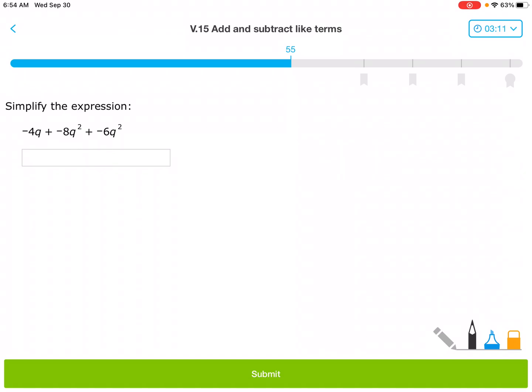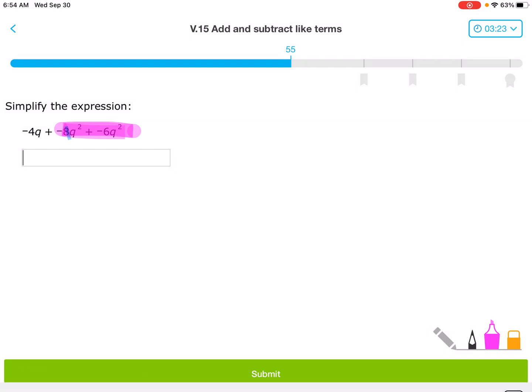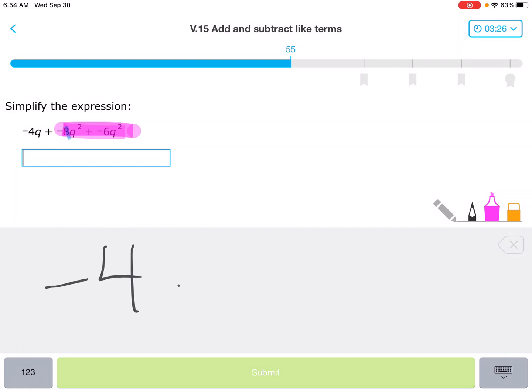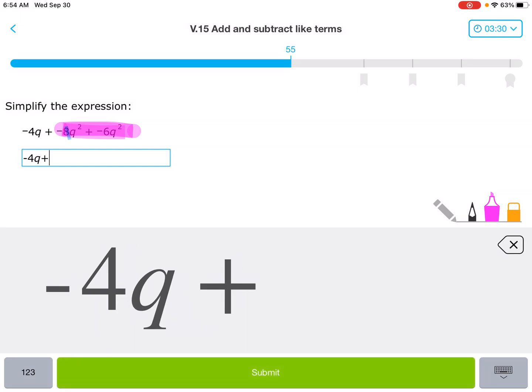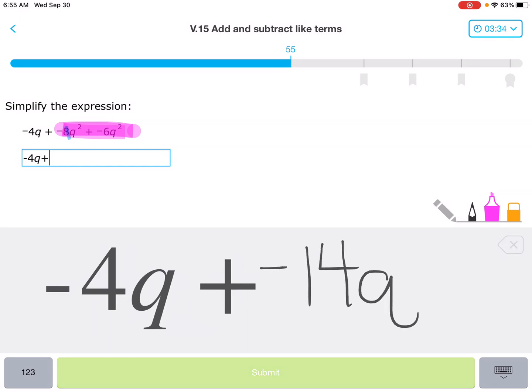Okay, these are not all the same terms. These two right here are the same term, but the -4q does not have the power of 2, so it is not the same thing. So we'd have -4q, I have nothing to put it with, plus -8 plus -6 is -14q squared.